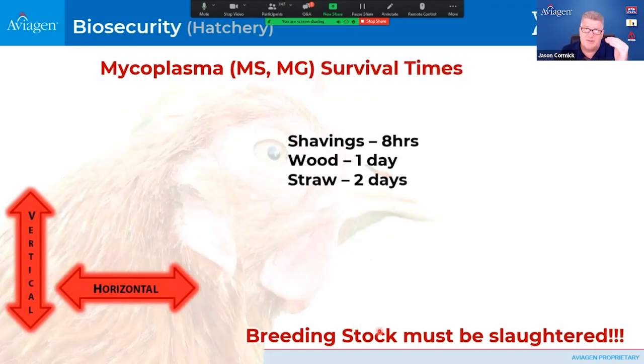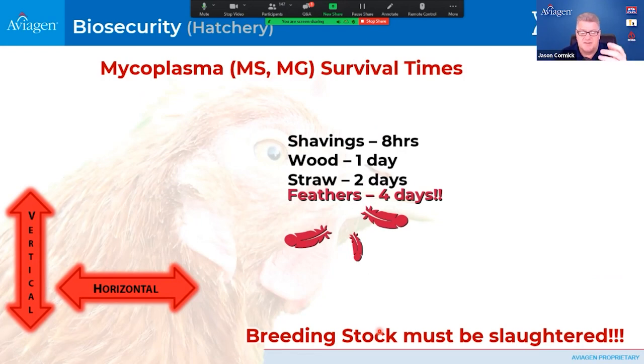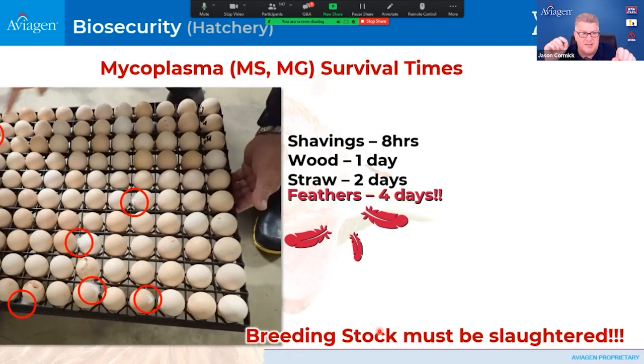If we look at survival times of Mycoplasma, here we've got shavings 8 hours, wood 1 day, straw 2 days. The key one here is feathers, because it can sit on the feathers for 4 days. So if you're receiving eggs into your hatchery with feathers stuck on, and that flock has Mycoplasma, you've got it in your hatchery. So it's really something that we shouldn't be using. Not only that, but if you've got feathers coming into the hatchery, they're going to get stuck in the transfer head. So we don't want to bring those in anyway.